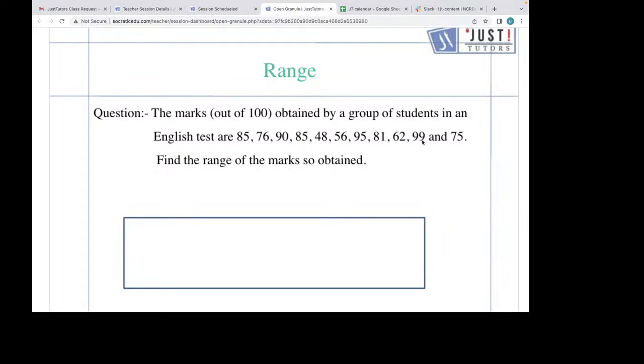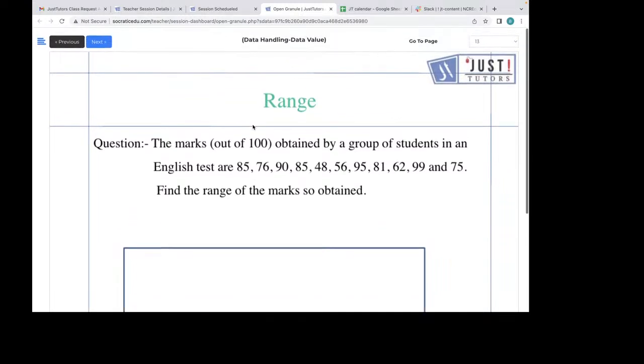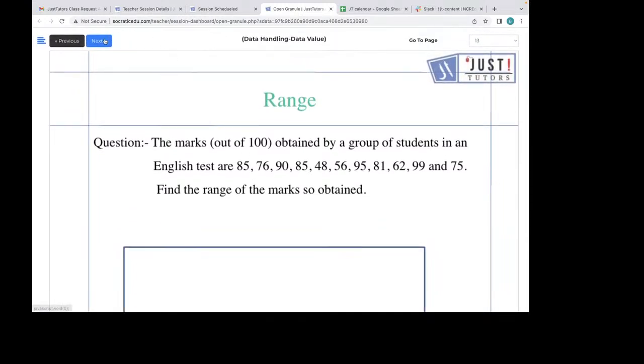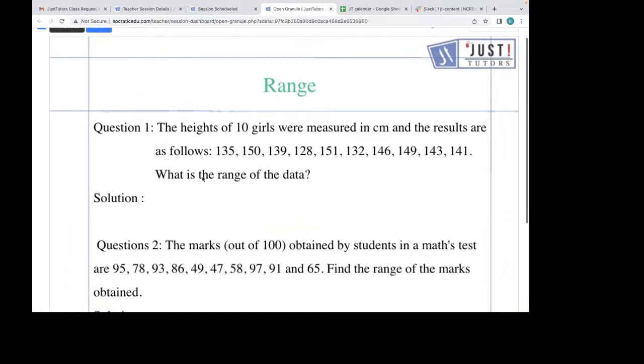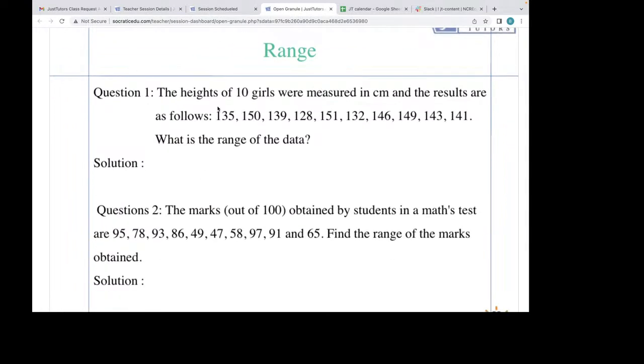So 51 is the range of this data. Okay, so I hope it is clear how to find out the range of a data. Now there are some unsolved examples.